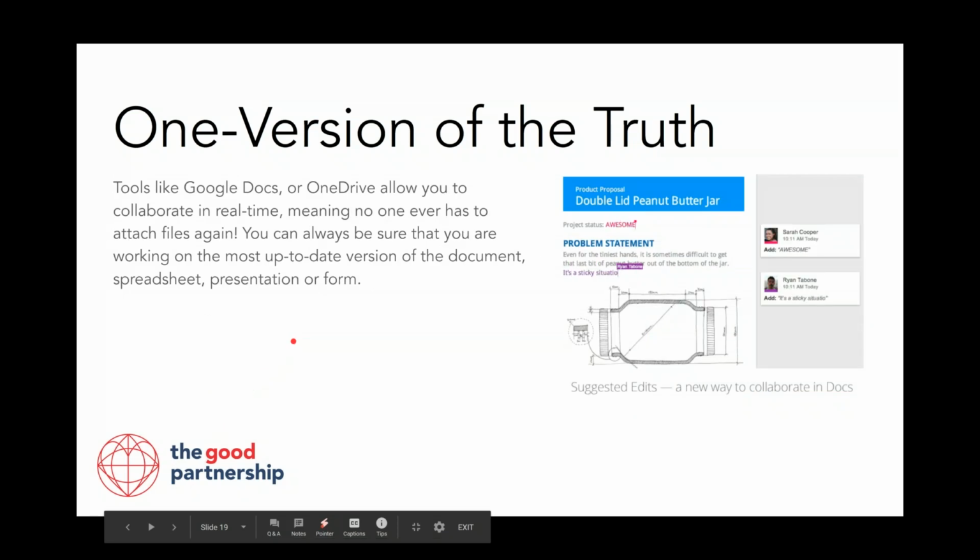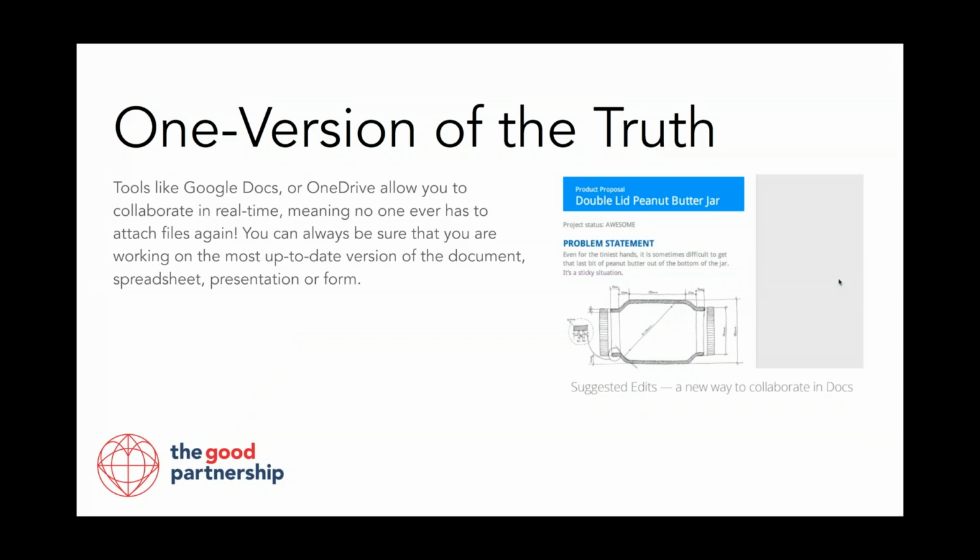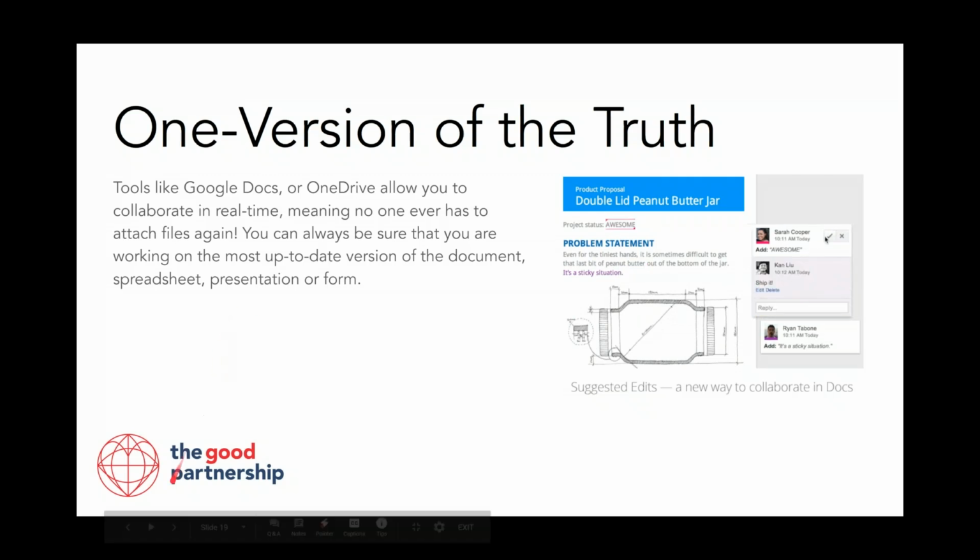So again, tools like Google Docs or Microsoft Office 365 and OneDrive allow you to collaborate in real time. So no one has to attach files. You can always be confident when you use these kinds of tools that you're working on the most up-to-date version of a document. So I can't overemphasize how important that is for your digital transformation.